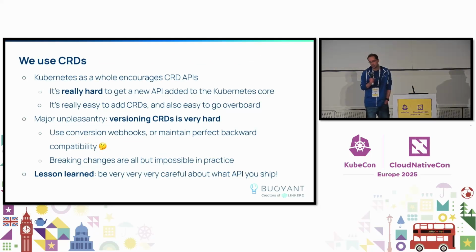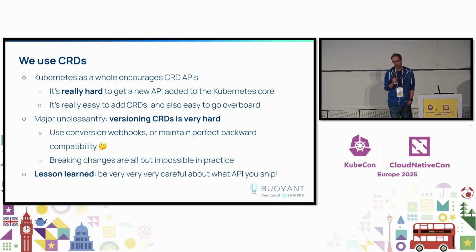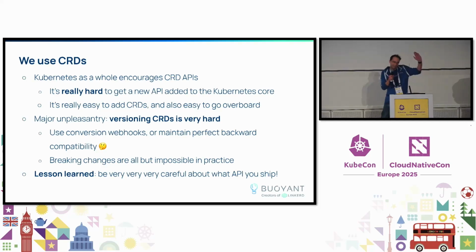Again, we use CRDs. Kubernetes encourages CRDs, but it's really hard to get a new API in the core Kubernetes. Has anyone done it? Anyone tried? Any maintainers here doing that? There's one. There, see? Very difficult. We only have one in the crowd of 300 people, 400 people. It's really easy to add CRDs, though, and we can go overboard. Who's created their own operator and CRDs in here? Who has gone overboard with their CRDs? Or who will admit that they've gone overboard with their CRDs, I may say, right? Yeah. It can be unpleasant, right?